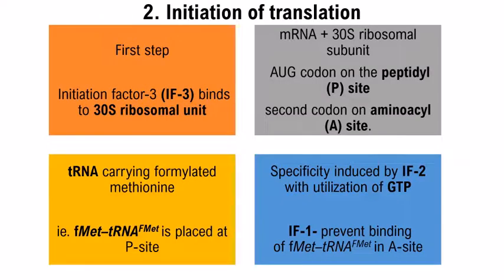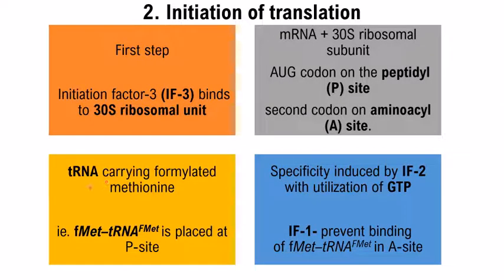In the initiation of translation, the first step is that initiation factor number 3, that is IF3, binds the smaller subunit, that is the 30S ribosomal subunit. The mRNA, which is a template for the translation, binds to the 30S ribosomal subunit. Its binding is such that the AUG codon lies at the P site, that is the peptidyl site present on the 30S ribosome, whereas the second codon lies at the aminoacyl or A site.